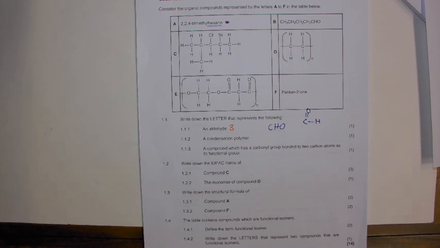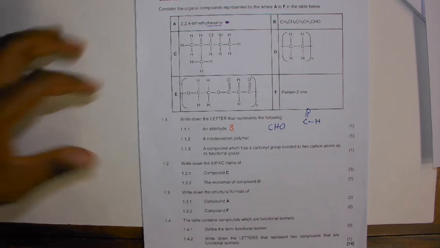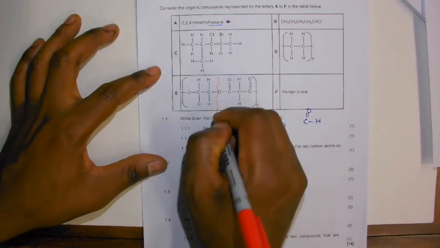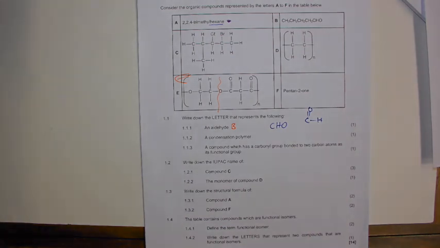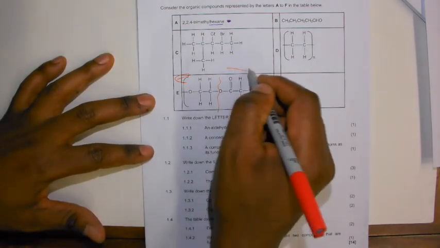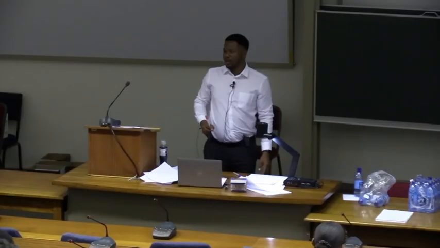Let's just repeat that. I want to tell you guys something. This side is the alcohol side of things. Do you guys understand that? This side is the carboxylic side of things. A condensation polymer is when there was water that was what? What is that? Talk to me. You haven't done polymers as well?